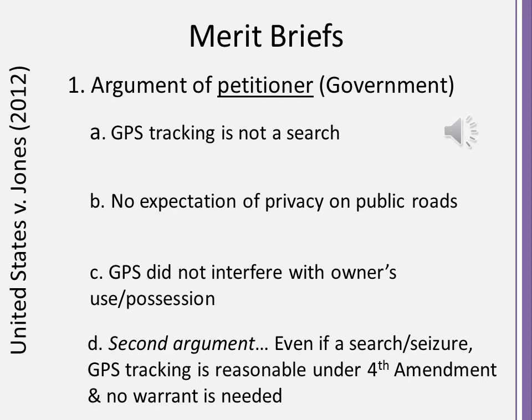The government says GPS tracking is not actually a search under the Fourth Amendment. Second, the government argues that you have no expectation of privacy on public roads. After all, if you're walking down the street, you don't have any public expectation of privacy. Third, the government argues that the GPS device did not interfere with the owner's use or possession of the vehicle, thus it shouldn't be a problem. And then the government gets creative, and they make a second argument. They say even if what they did constitutes a search and seizure, GPS tracking is reasonable under the Fourth Amendment and no warrant is needed.